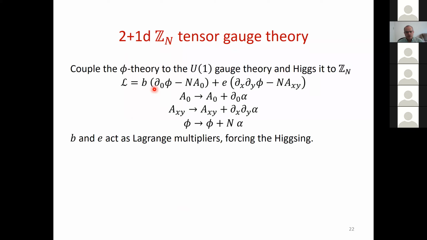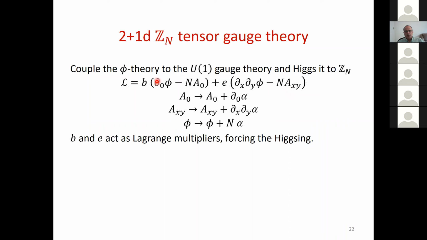So we write the following Lagrangian. B and E appear as Lagrange multipliers. There is a time kinetic term for phi in A0, and there is a spatial derivative term for phi in AXY. And the gauge symmetry of A was copied from the previous slide. And the gauge transformation of phi is shifted by alpha, and the coefficient n here is correlated with the coefficient n here and the coefficient n here. And that guarantees that the U1 gauge theory is Higgsed down to Zn.